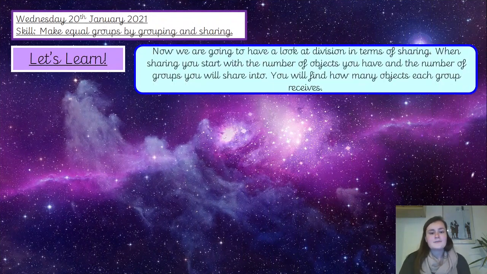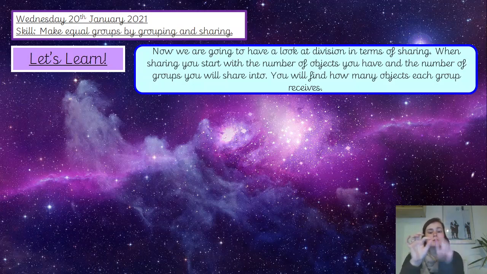Okay, well done for completing task 1. So now we've had a look at grouping, we're going to move on to sharing. So when you share, you start with the total number of objects you have and the number of groups you need to share into. So before, when we did grouping, we didn't know how many groups there were, but we knew each group had to have a certain amount. So of the chocolates, each group had to have 2 chocolates. Whereas this time, we've still got a total amount, but we know how many groups they've got to be. So we're going to share them.